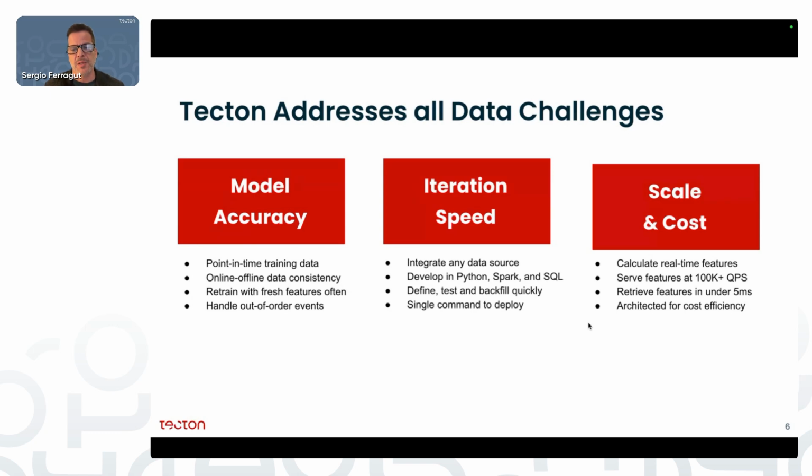And from a scale and cost perspective, Tecton is architected for high cost efficiency. Its engines, like the aggregation engine, guarantee reliability, and it provides the serving infrastructure and the real-time calculations to serve high throughputs of over 100,000 queries per second while still retrieving with very low latency.